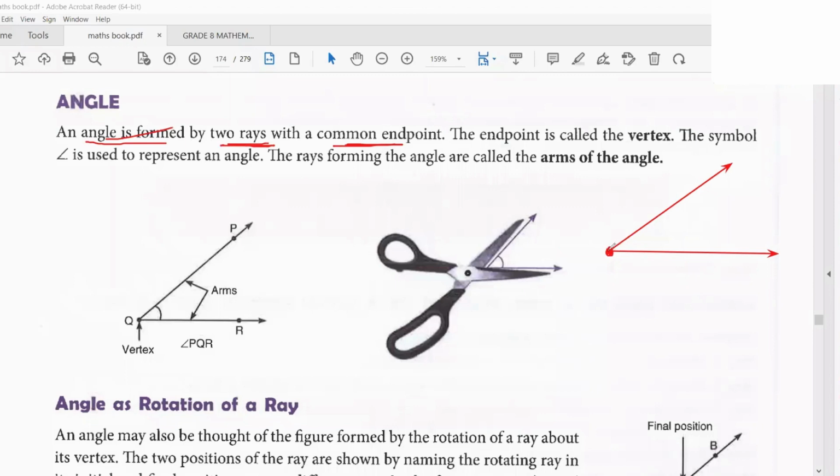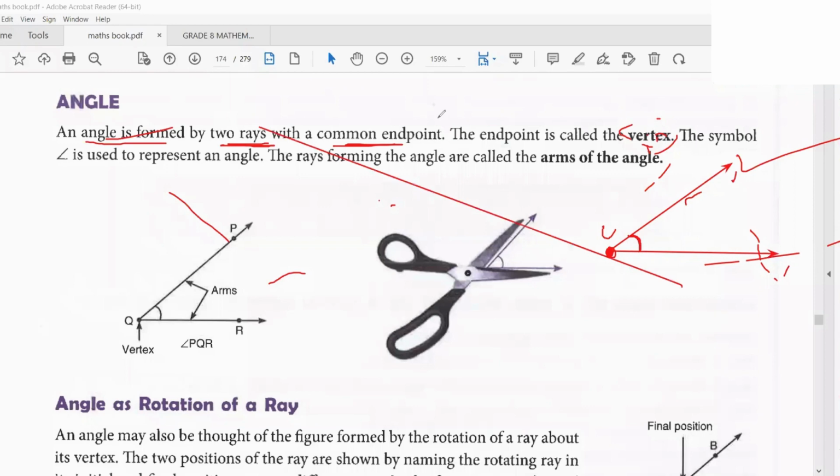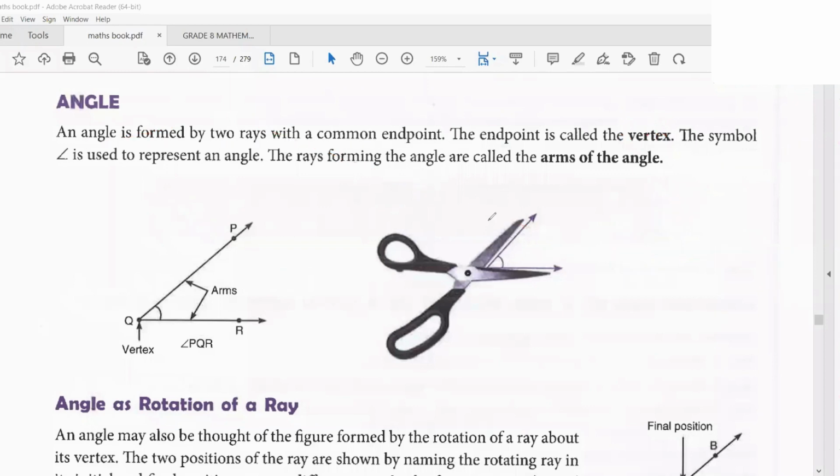And this point we call the vertex. If we are talking about more than one vertex, 2, 3, 4, we call them vertices. These are called the arms of the angle. The angle is the area swept by one ray moving to the other, just like scissors. So these are the arms of the angle, and this is the vertex of the angle. They are made by rays, not lines.